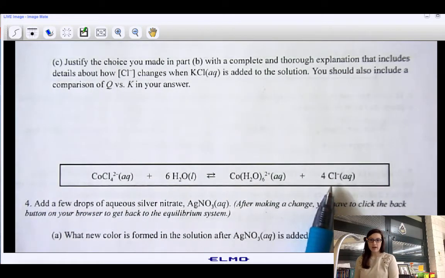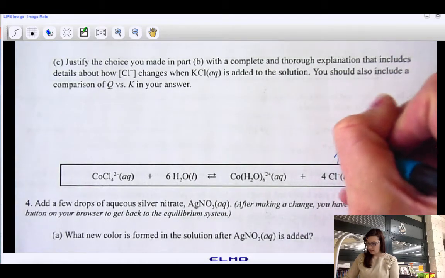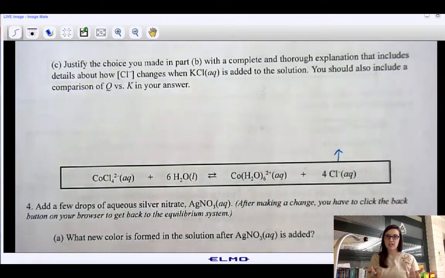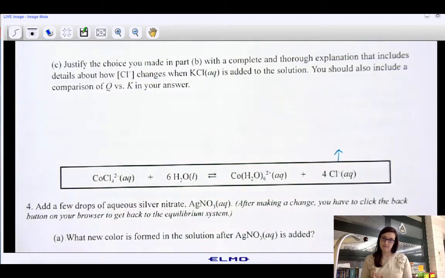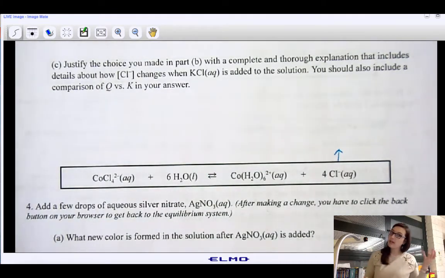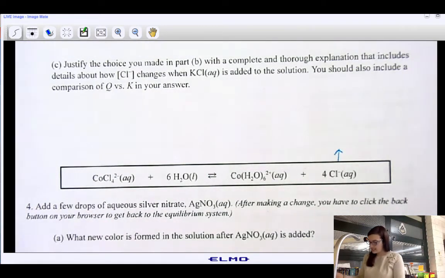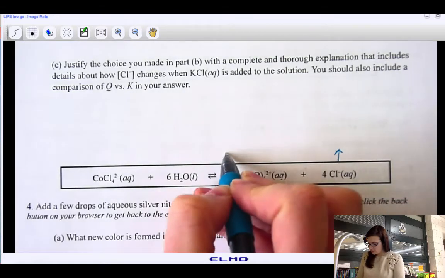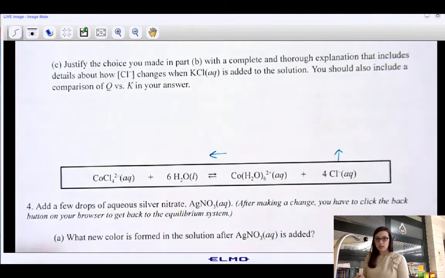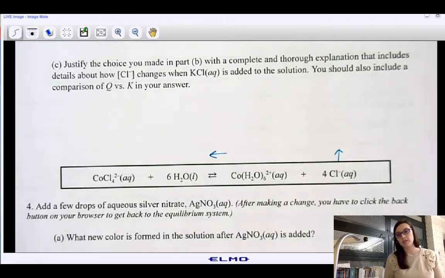And if we think about it, if we're adding Cl-, now we're adding more to the product, so now our ratio is off. Now we have too many products compared to reactants, so the reaction is going to shift to use up the products to make more reactants.